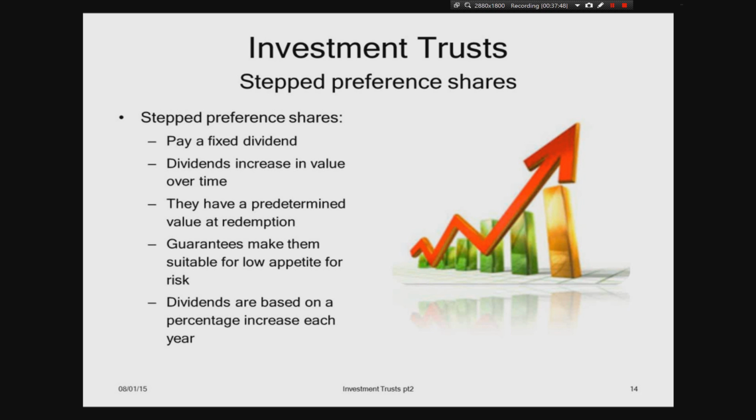An example of a stepped preference share would be, in the first year, the share might pay a dividend of 5%. In the second year, it would increase to 5.1. In the third year, 5.2, and so on.